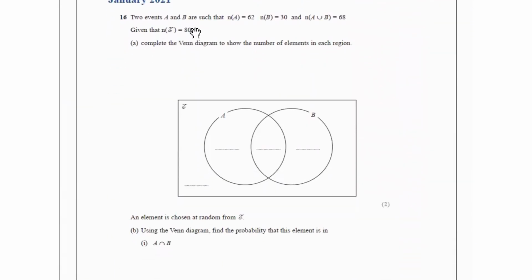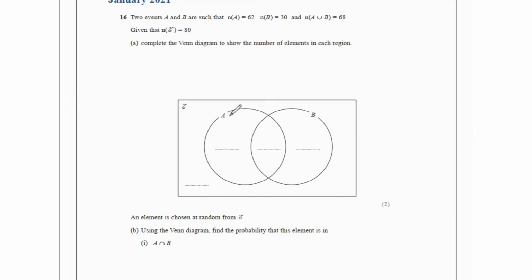Then it says two events A and B are such that the number of elements of A is 62 and the number of elements of B is 30. The number of A union B is 68, given that the number of elements in the universal set is 80. We have to complete the Venn diagram and show the number of elements in each region.